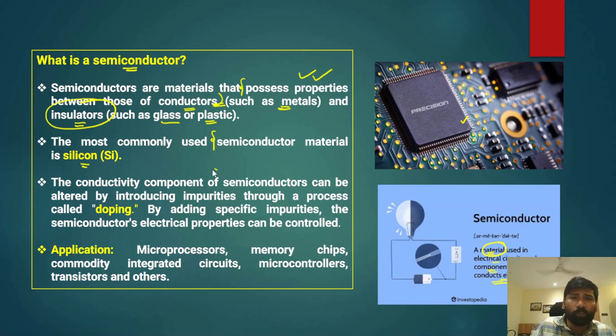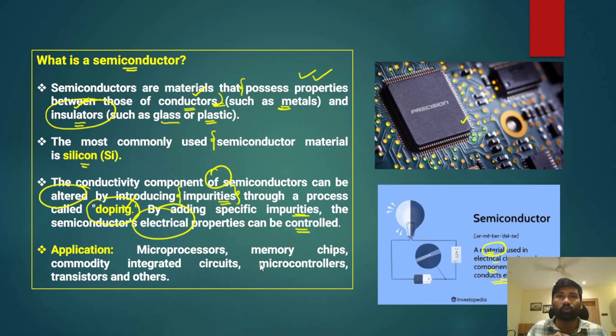So the conductivity of semiconductors can be altered by introducing impurities through a process called doping. Remember, semiconductors have the properties of both conductors and insulators. If we want to change the conductivity of these semiconductors, we can alter it by introducing impurities through a process called doping. By adding specific impurities, semiconductors' electrical properties can be controlled.